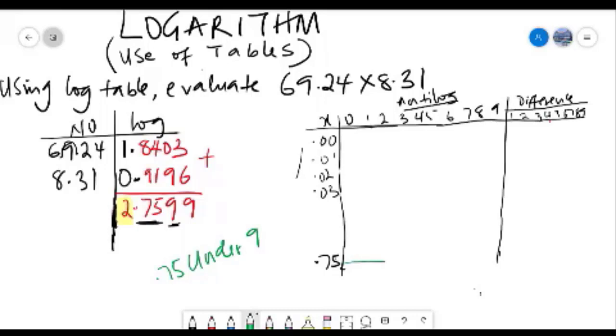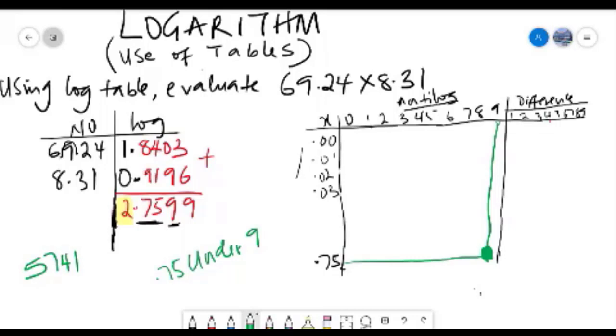So I will trace this to 9. So it will be this value here. 0.75 under 9. What did you get? If you're doing the correct thing, 0.75 under 9 should give us 5741.